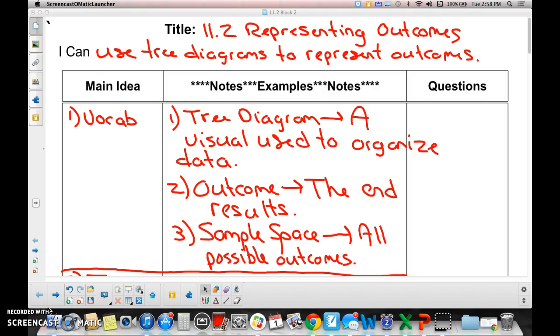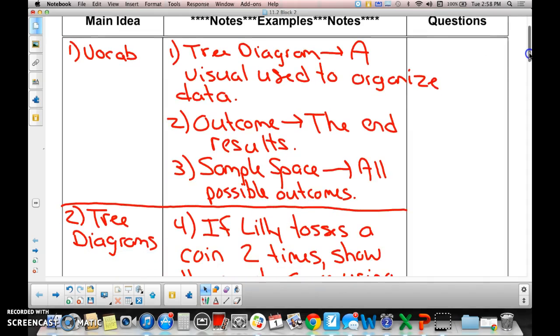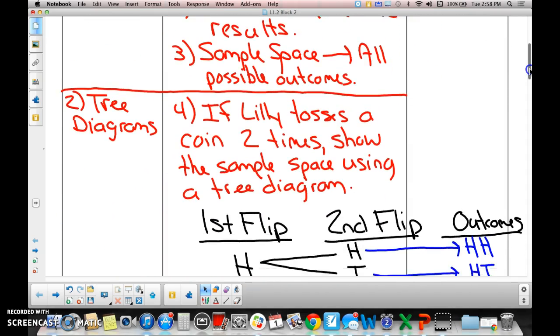Okay, not sample space. What is that thing we just learned at the very end, Elsa? So we can use tree diagrams and the fundamental counting principle to determine outcomes of various situations. So a tree diagram is a visual, an outcome is a result, and a sample space would be all of the results in one.